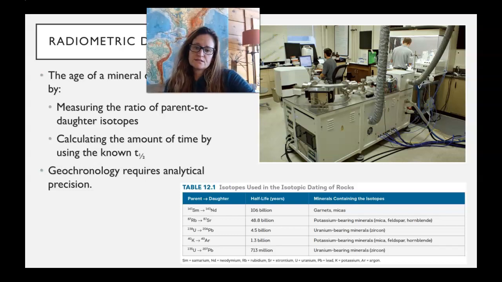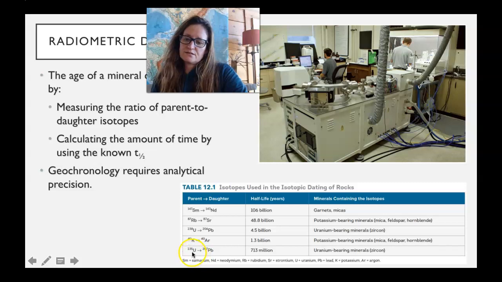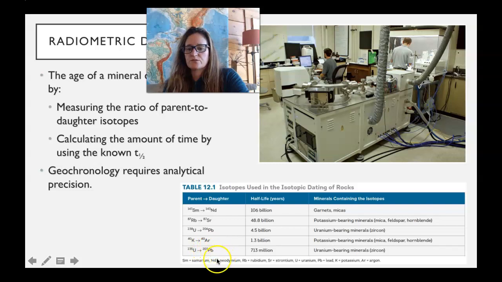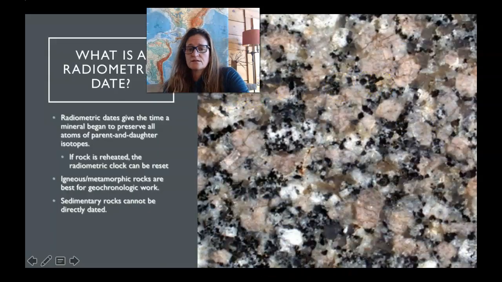There are different systems that we use. The table at the bottom shows the different systems, the parents on the left and the daughters on the right. The main one that I've used in the past is uranium lead, U-235 decaying to Pb-207. That one has the shortest half-life in the table, 713 million years. And we use these for a mineral called zircon that we're trying to date, in the hundreds of millions of years.